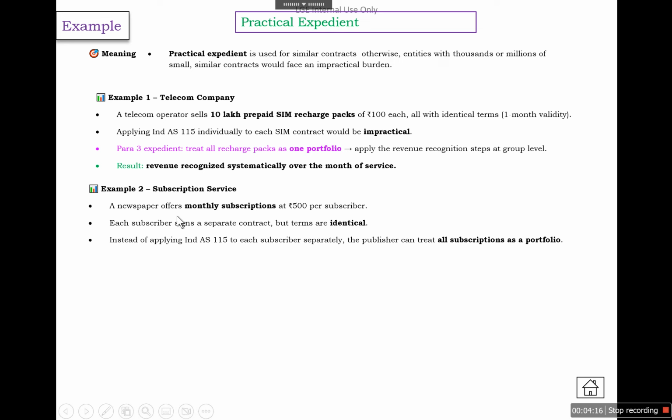Similarly, in case of the subscription of newspapers, where the newspaper is subscribed for 500 per subscriber, each subscriber signs a separate contract, but terms are identical. So we can use the portfolio approach when we are applying Ind AS 115 in these cases.